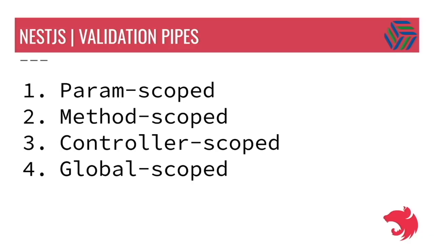NestJS validation pipes. We can apply validation pipes using a decorator in a parameter, in a method, or in a controller. Or we can globally apply a validation pipe, declaring it in our main.js file. Let's jump into VS Code and see an example of a validation pipe.